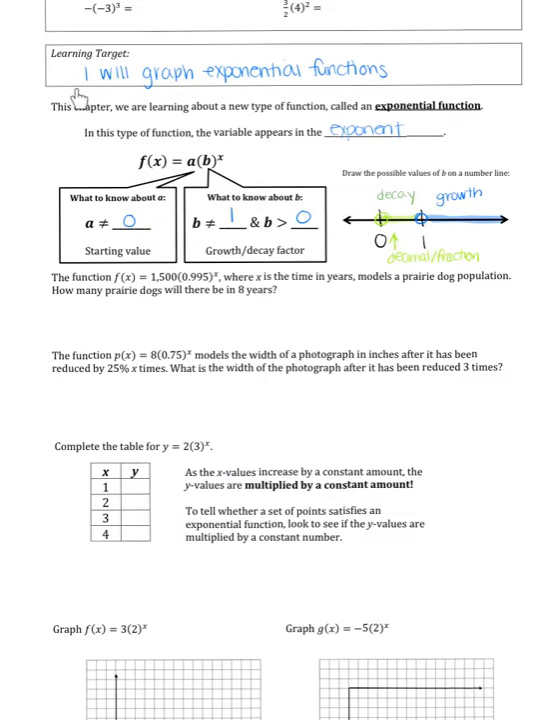Notice I summarized this on your note sheet. Today we're learning to graph exponential functions. In this type of function, the variable appears as an exponent. The value that's in front being multiplied, like that coefficient, cannot equal 0, otherwise the whole thing would equal 0. And the number that's being raised to the power cannot equal 1, otherwise it's just a straight line like I showed you. It has to be bigger than 0.